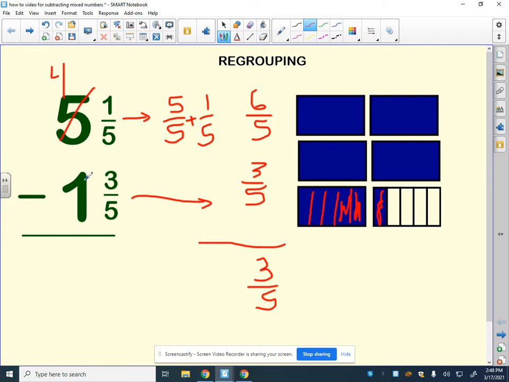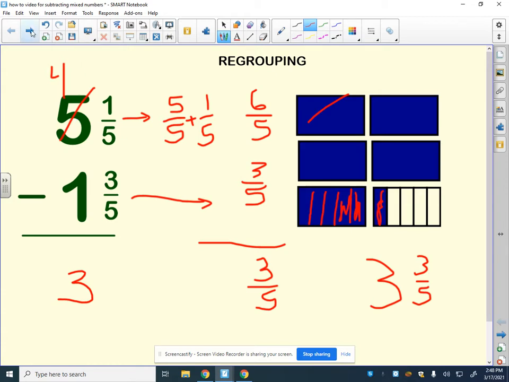And then 4 minus 1. Well, there's 4 wholes here, and I get rid of 1. Not that you probably needed to see the visual, but 4 minus 1 is 3. So my total is 3 3/5. Okay, so by taking that idea of borrowing or regrouping or exchanging, whatever word you want to use, we can get the fifth we need, or the sixth we need, or the eighth we need, whatever the fraction is that we're looking for, okay?